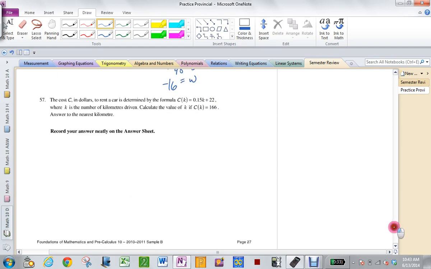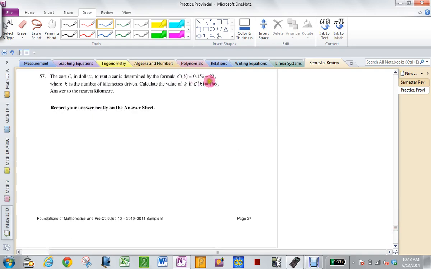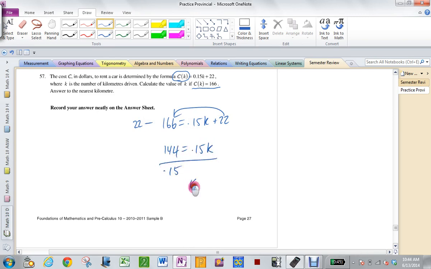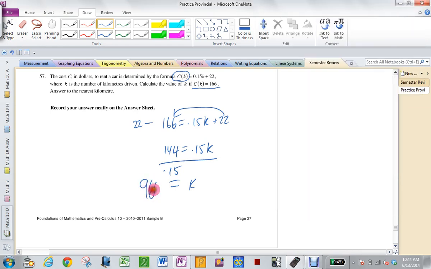And 57. The cost in C dollars is right there. I need the value of K if CK is 166. CK is 166. There's CK. So it's 166 equals 0.15K plus 22. Bring that over. So it's minus 22, which is 144 equal 0.15K. Divide by 0.15. K equals 144 divided by 0.15 equals 960.